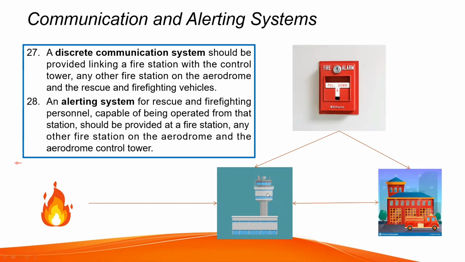So the ones that have the best vantage point for any airport would be the people in the control tower. So they have a proper communication link with the AFRS HQ, so that they could alert them.